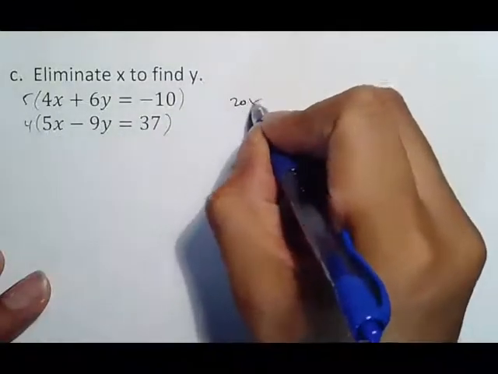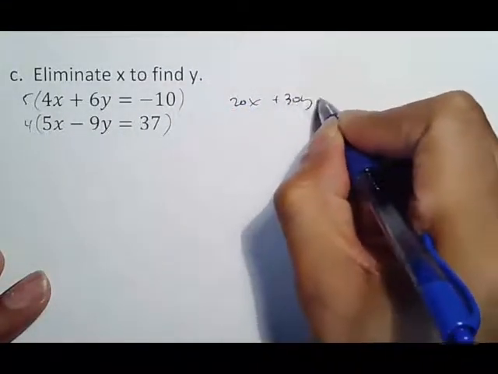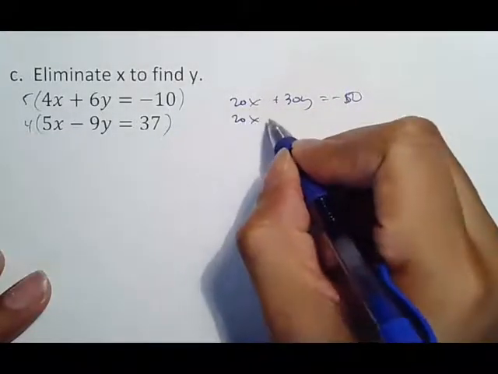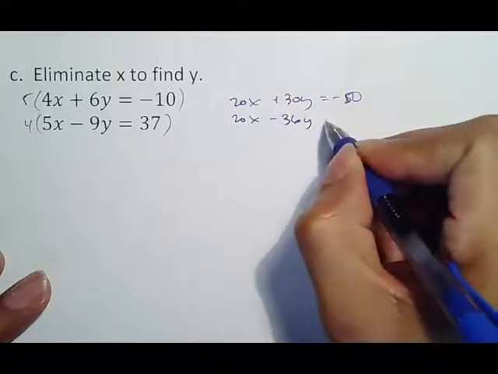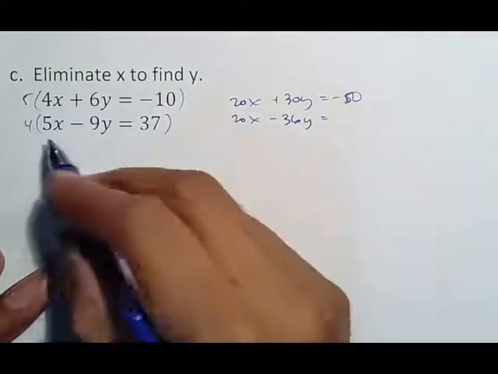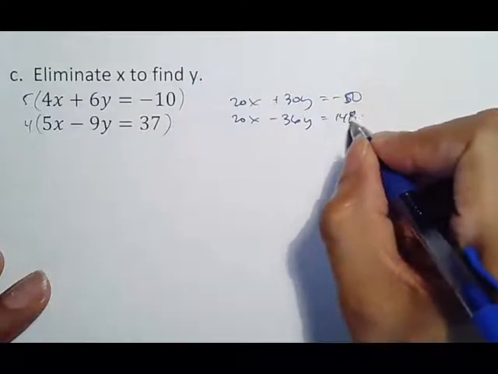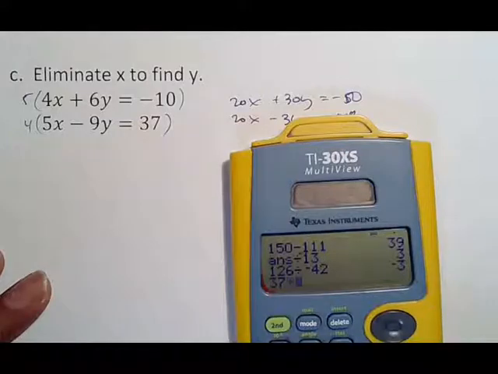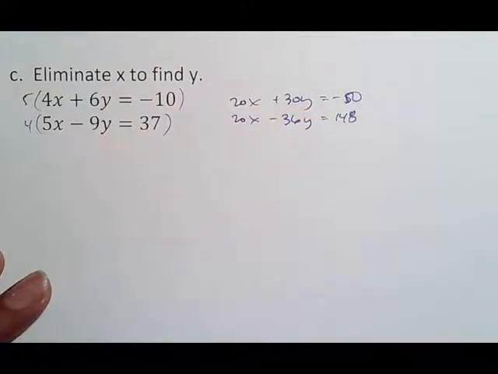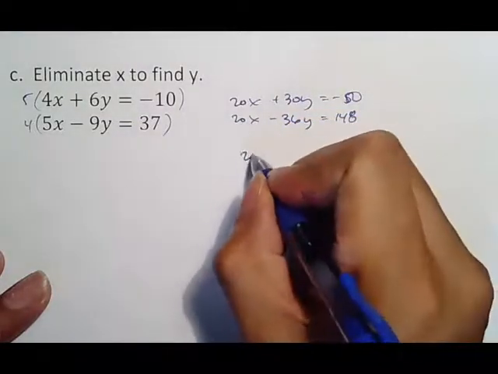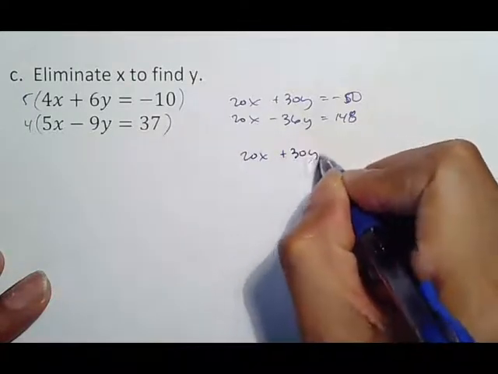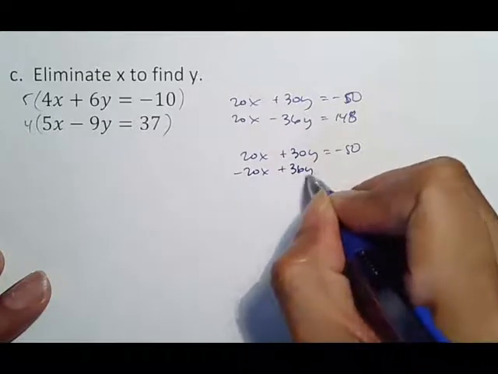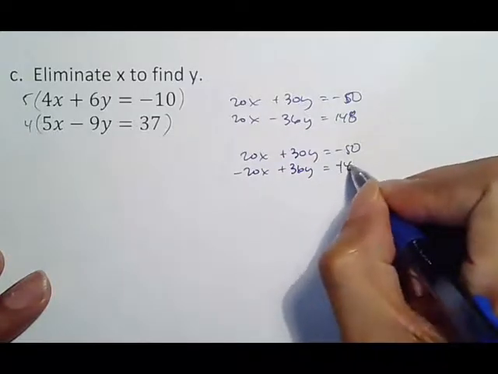With this problem, again, eliminate x, bring up your 5, bring down your 4. This becomes 20x, 30y, negative 50. This becomes 20x minus 36y, 37 times 4, that's 28, 12, 148. Should be it, but just to make sure. Yep. Now you want to switch the bottom row. 20x plus 30y equals negative 50. Negative 20x plus 36y equals negative 148.